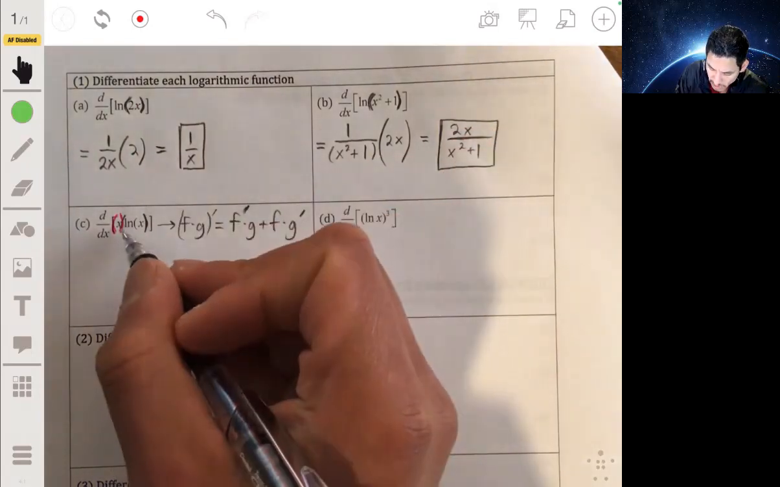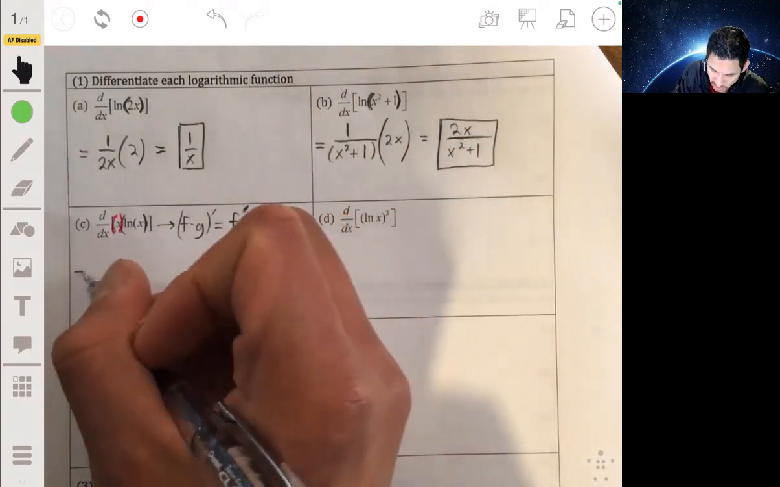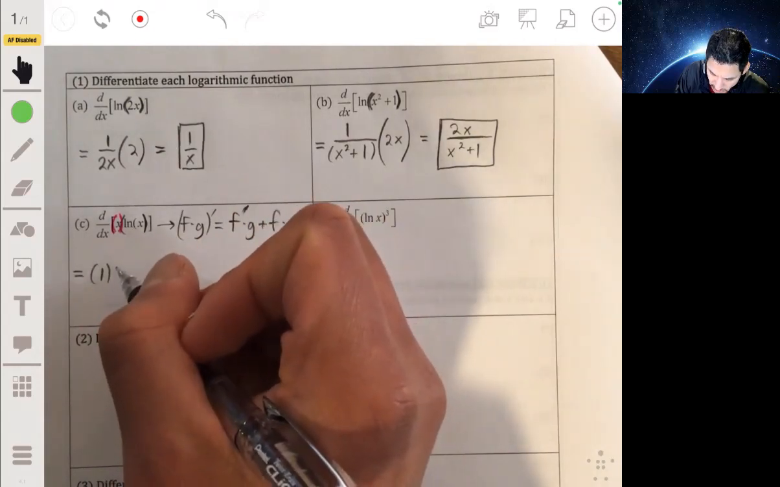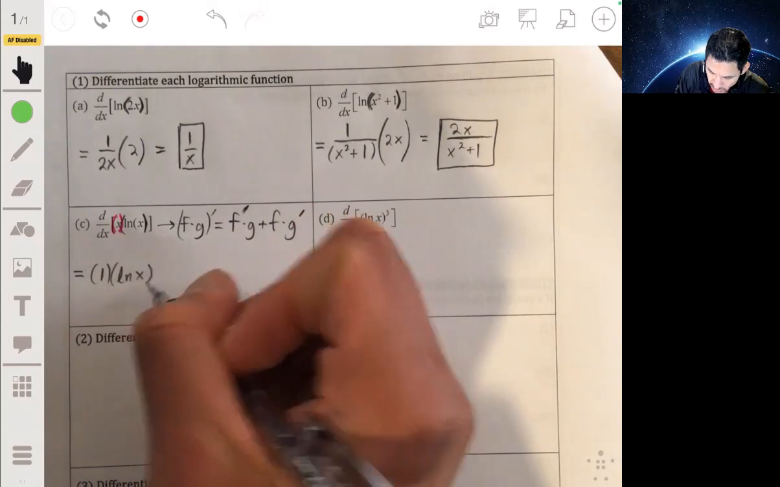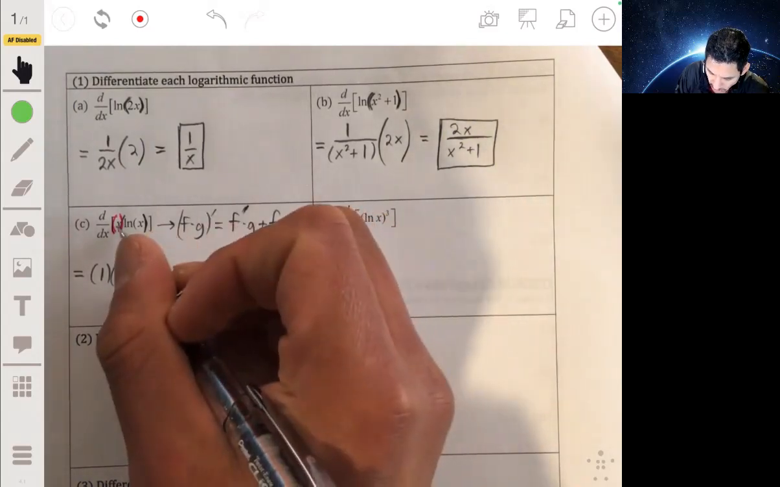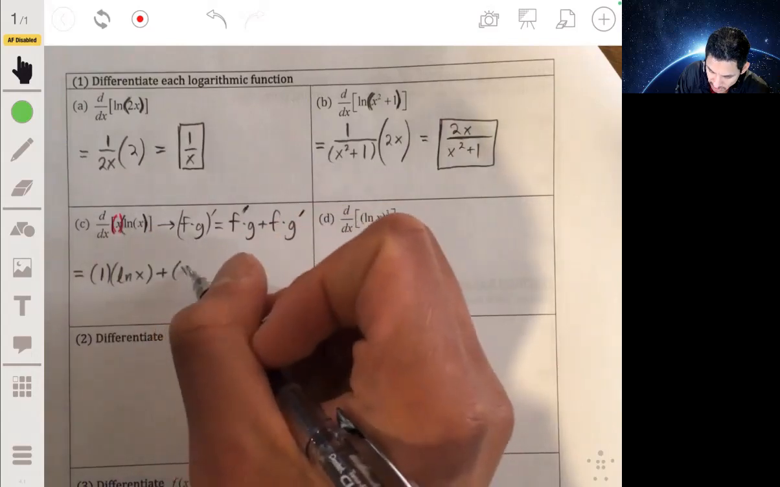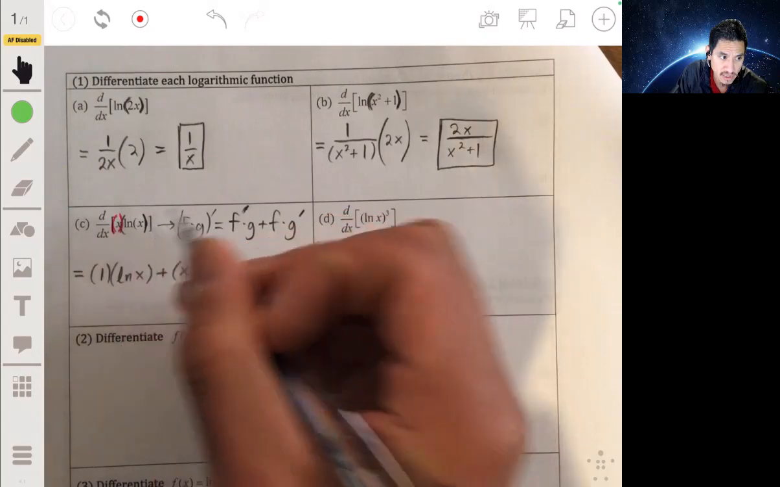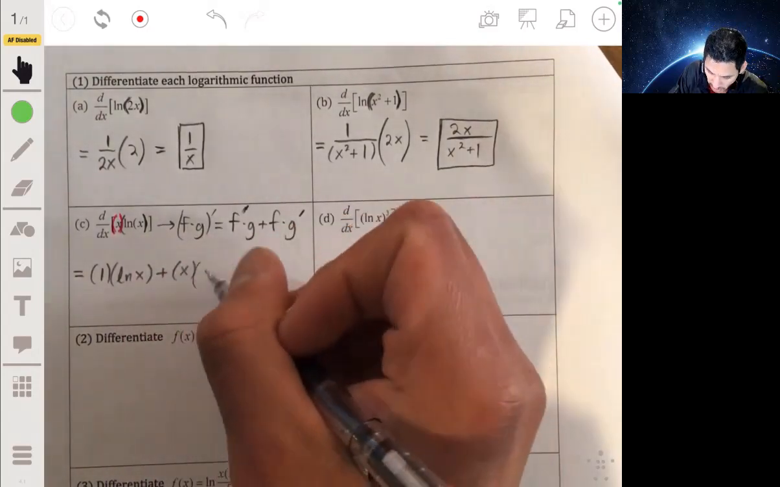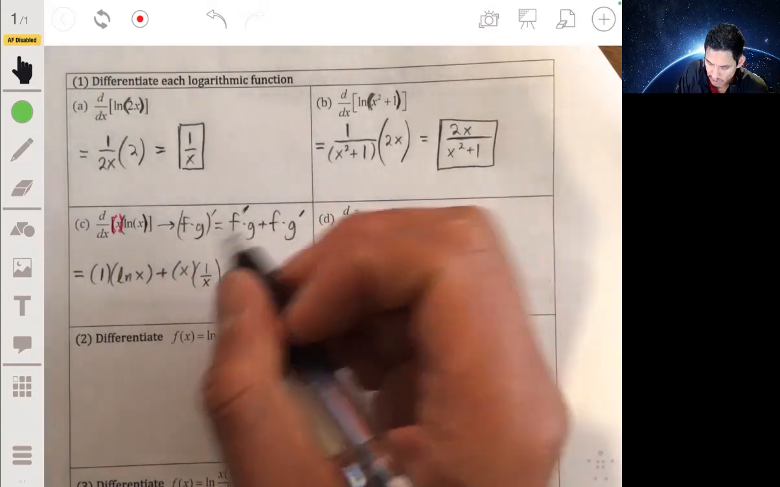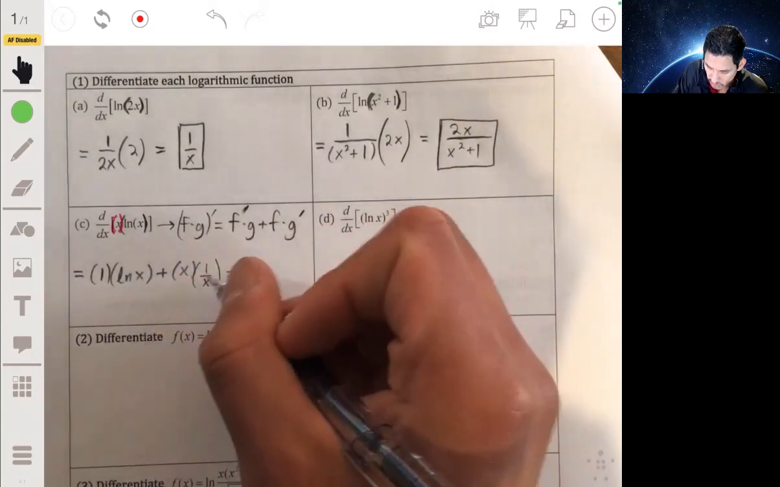So let's go ahead. We'll take the derivative of x first, which will just be 1. So we're just going to have 1 times the natural log of x plus, this time we keep the f, or x in this case, as is. And we're going to multiply this by the derivative of the natural log of x, which will just be 1 over x. And this just simplifies to the natural log of x plus 1.